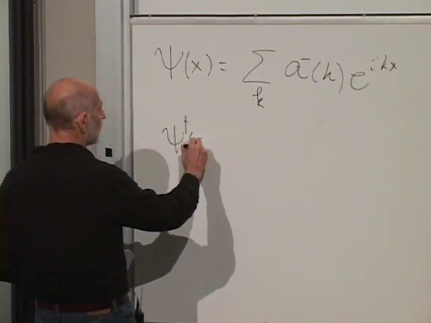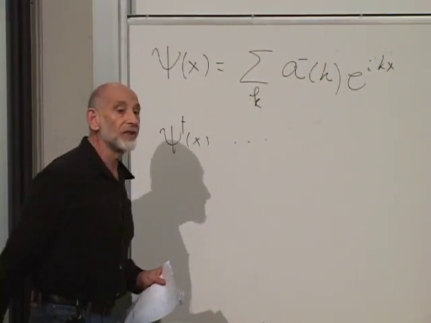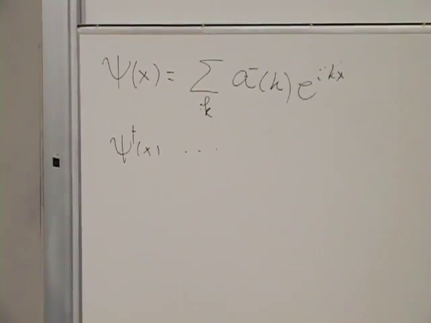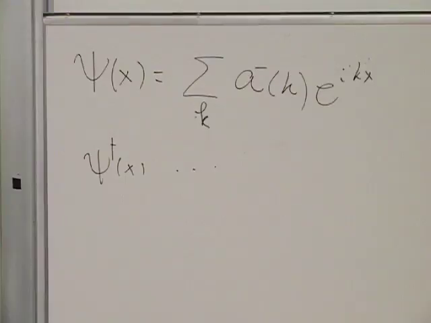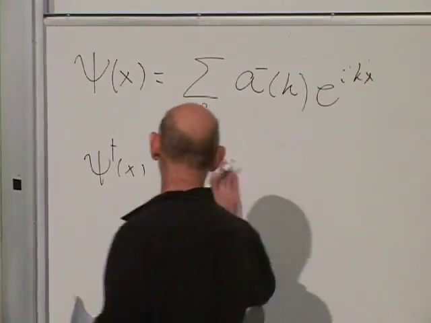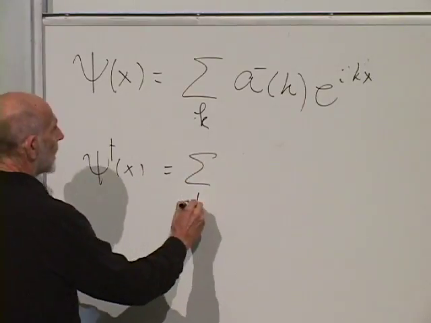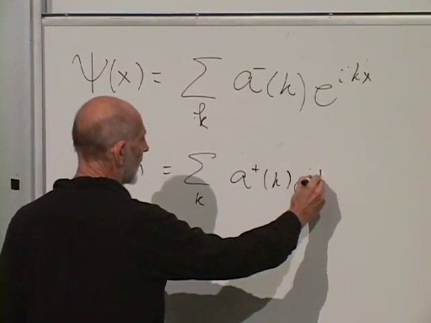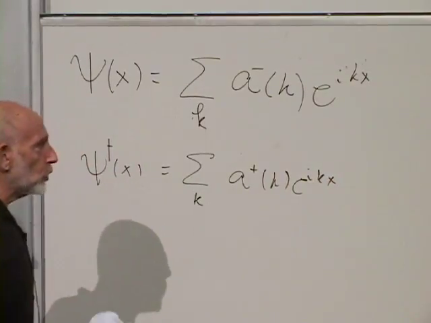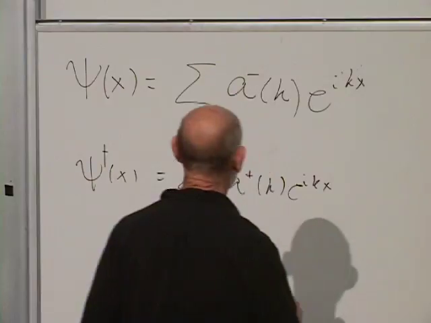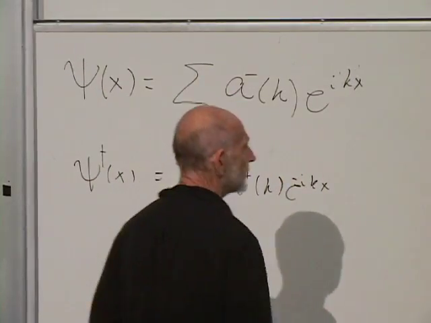Psi dagger of x, same thing. Incidentally, this is all non-relativistic particles. We have not got to relativistic particles. Eventually, we will. But what about the creation operators? Same thing: A plus of k, e to the i kx. But now the rule is a little different than before. Yeah, there is a minus sign.